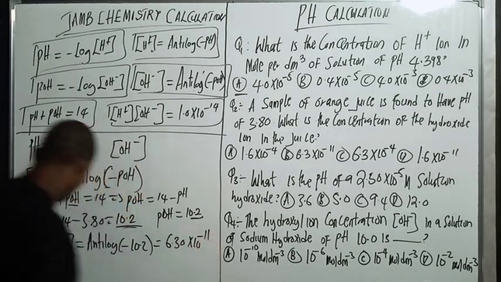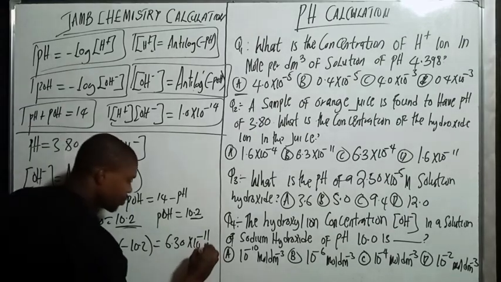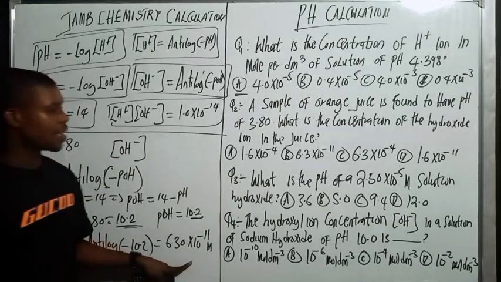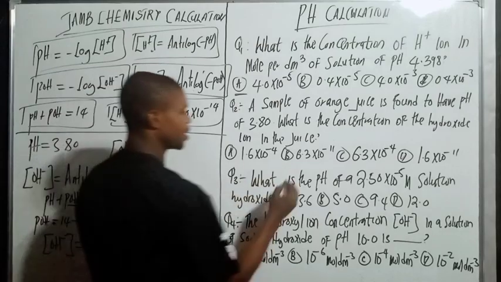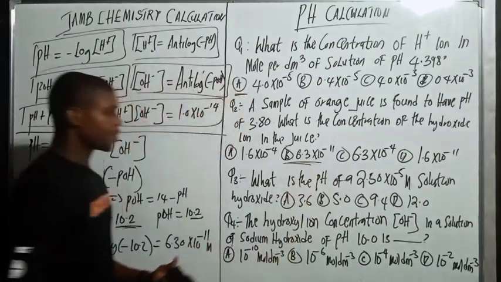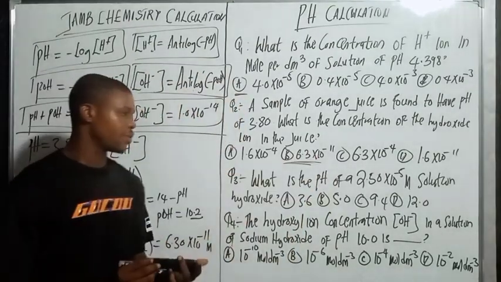6.30 exponential minus 11, right? It was being the concentration. So what is now the answer? 6.30. So the answer is B: 6.30 exponential minus 11, right?